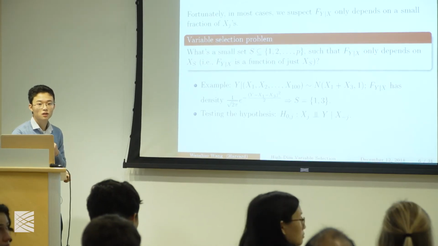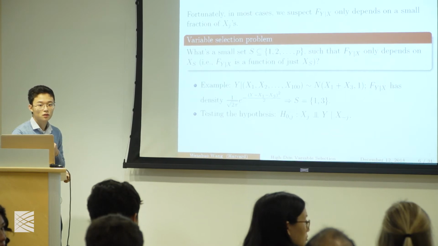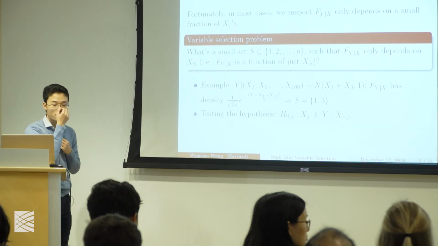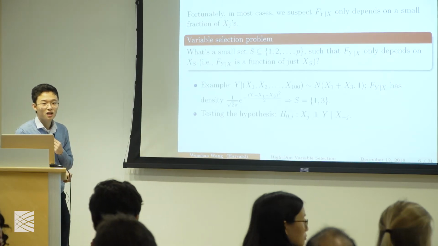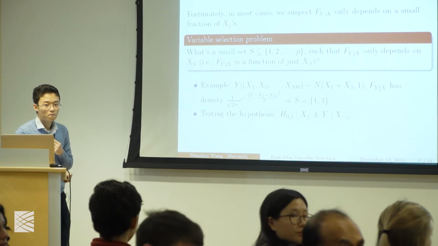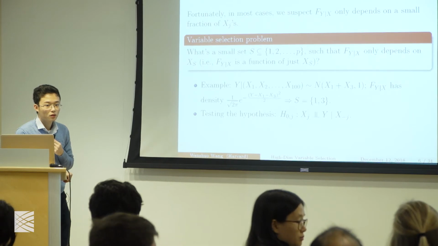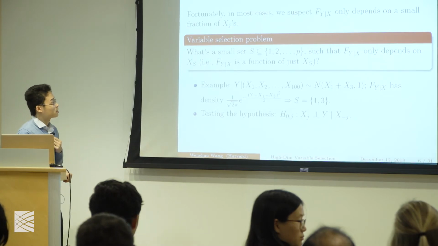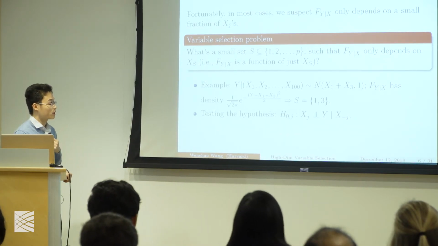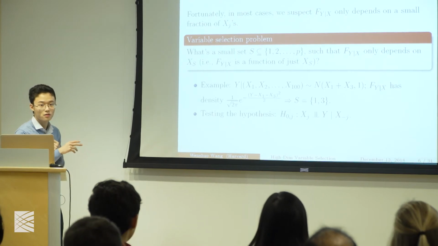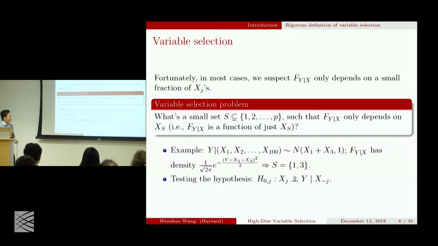Yes? How do you know that it's only the actual variables, but not nonlinear combinations of those variables, that form the relevant subspace? I'm sorry, could you speak louder? How do you know that it's only a small fraction of the actual xj's, and not a smaller subspace that is nonlinear combinations of the xj's? Oh, so you're saying that the distribution actually depends on all of the x's, but only the dimensionality is small? Is that your question? Yeah. Well, in that case, by definition, our S will be the whole set.